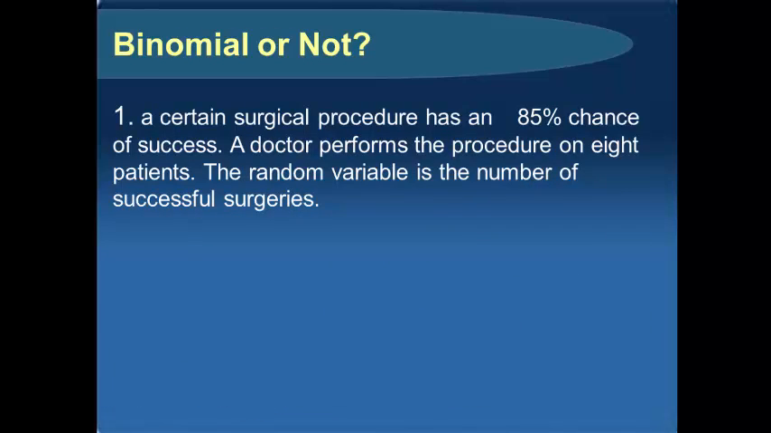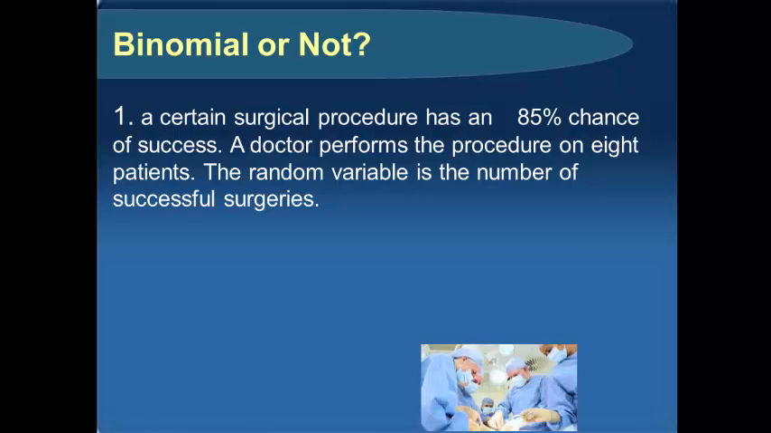Let us try out if these examples are binomial or not. Example 1. A certain surgical procedure has an 85% chance of success. A doctor performs the procedure on 8 patients. The random variable is the number of successful surgeries.